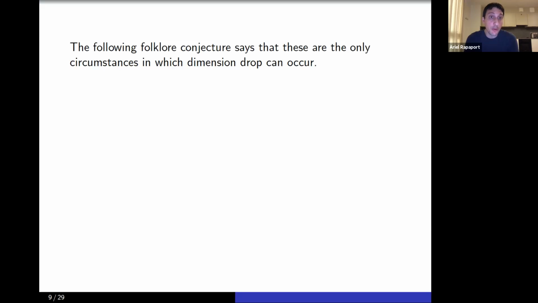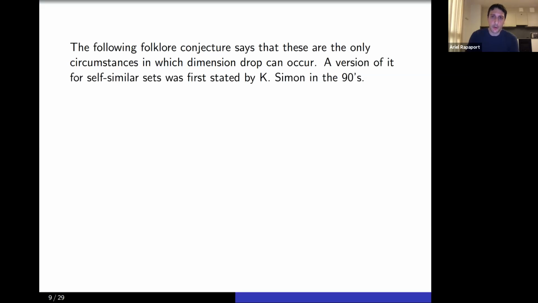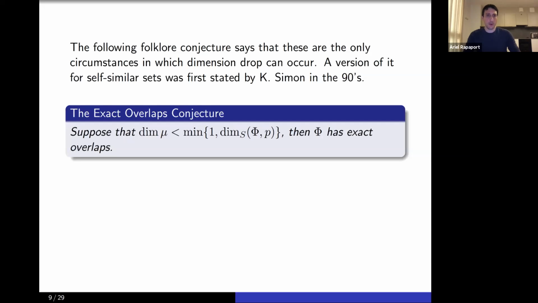And the following Folcol conjecture, which is called the exact overlap conjecture, says that the reasons that I gave in the previous slide are the only ones which can cause a dimension drop. So a version of it first appeared for sets in a paper of Károly Simon in the 90s. And the conjecture says the following: suppose that there is a dimension drop, by which I mean that this inequality holds, then phi has exact overlaps.